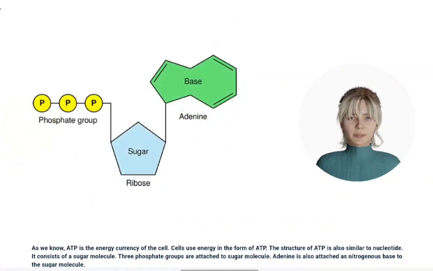As we know, ATP is the energy currency of the cell. Cells use energy in the form of ATP. The structure of ATP is also similar to a nucleotide. It consists of a sugar molecule. 3 phosphate groups are attached to the sugar molecule. Adenine is also attached as a nitrogenous base to the sugar molecule.